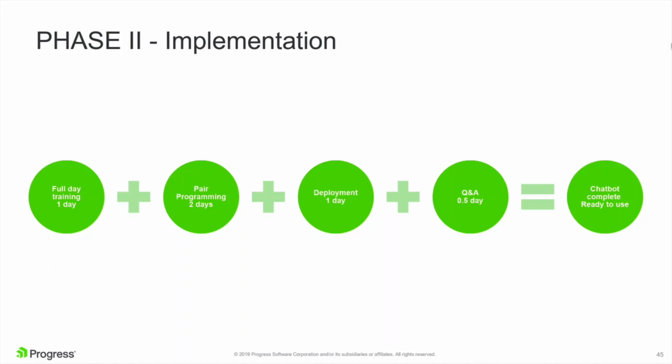We will spend a day or two to provide you with proper training on how to use NativeChat and how to work with it. Then we will spend about 2 days on pair programming with dedicated technical experts from your side. We will also spend about half a day working with your subject matter expert implementing those questions and answers. And finally, we'll spend about a day on setting up the deployment that you agreed on. As a result of this phase, you will have a fully working chatbot ready to use.